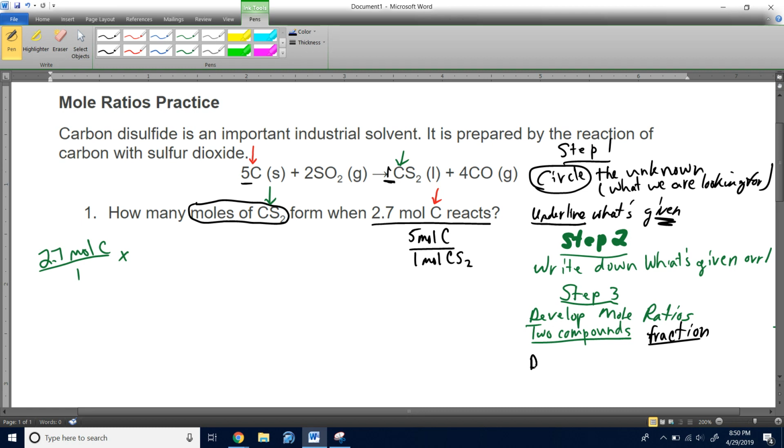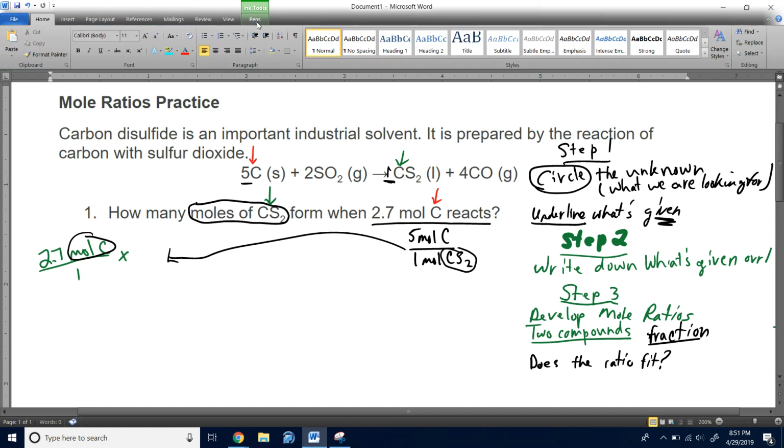Okay, so ask yourself, does the ratio fit? Okay, so we have to look if our moles of C could cancel if we put this in there. So if we were to put this right here, would the moles of C cancel? Would this cancel with this? That will not cancel. Okay, guys?